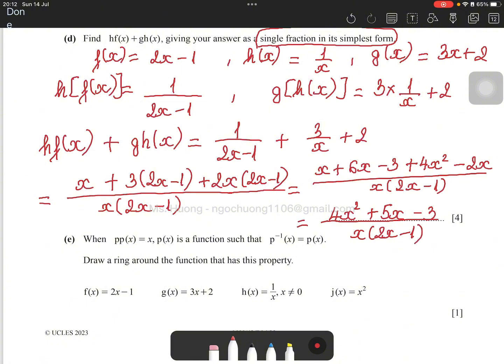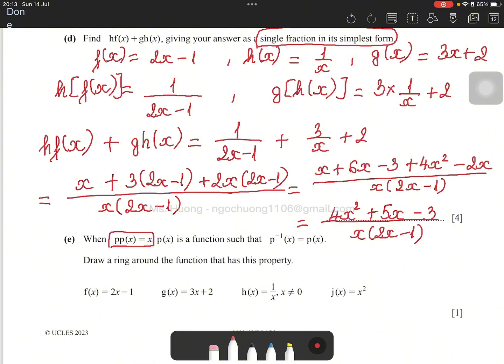Question E. When P of P of x is equal to x, then P of x is a function such that the inverse of P of x is equal to P of x. Draw a ring around the function that has this property. So to do this, we'll check if P of P of x is equal to x or not.